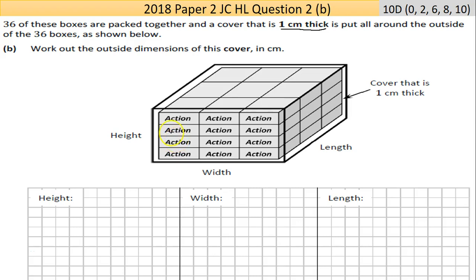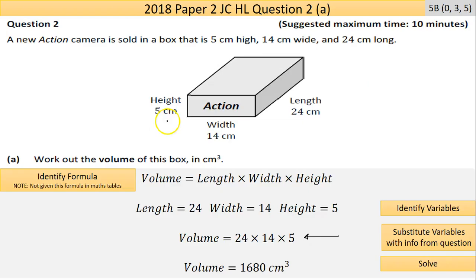Part B then says work out the outside dimensions of this cover in centimeters. So I just want the height, width, and length of that bigger, bold box. Now, we know information from the first one, and you can always flick back: 5, 14, and 24. The first one in the list is height, so if we look at the height here, that's 5.